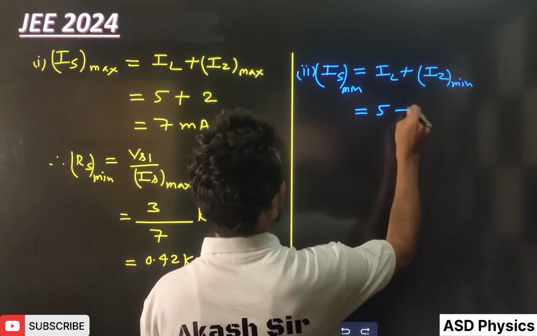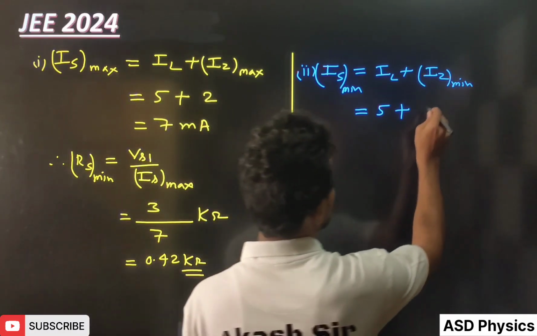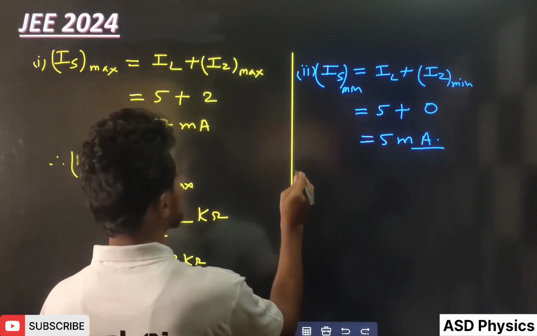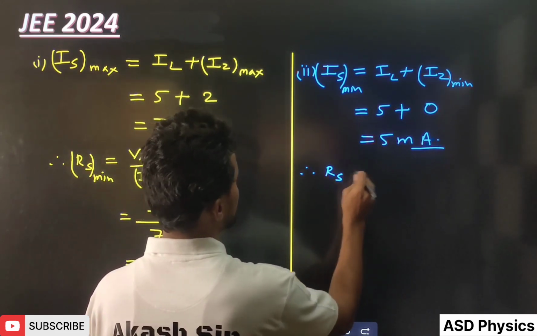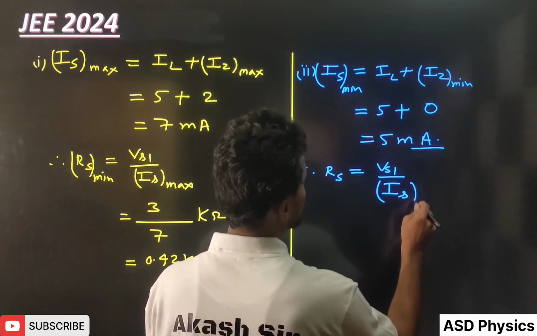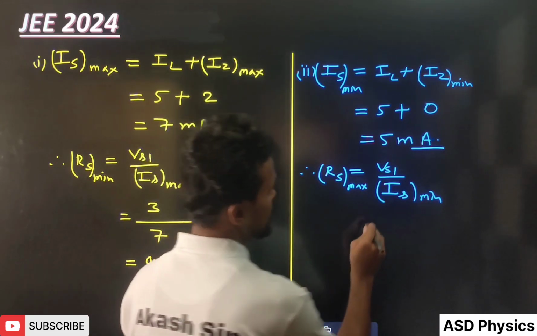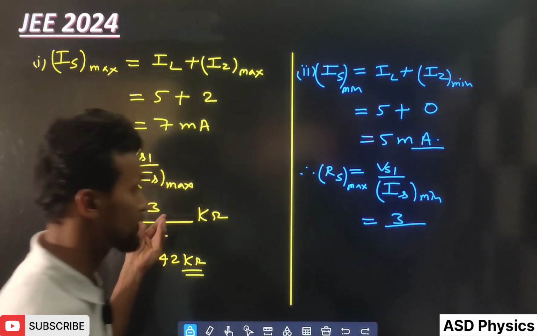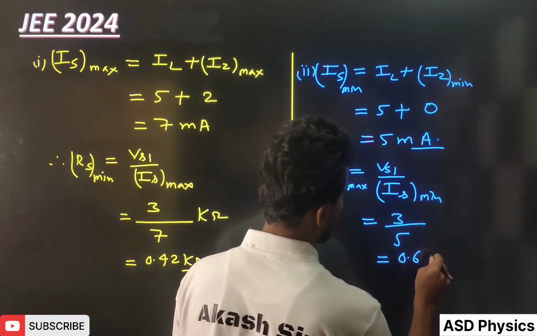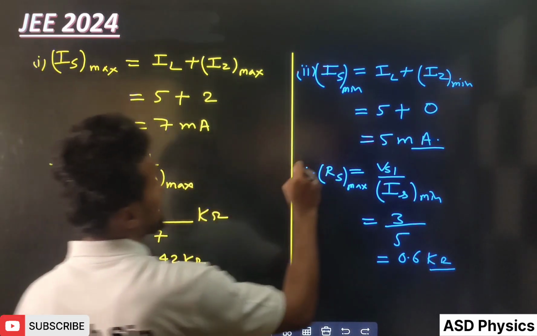IL, how much is there? 5. And minimum current through the Zener diode, how much? If the current is not flowing through the Zener, then it will become 0. That means we can write here the 5 milliampere. So in this situation, RS is Vs1 by Is. Now, if this Is is minimum, then this Rs will be maximum, correct? This value is 3, that we have done also, and minimum is 5. So this will come to 3 by 5, which means 0.6 kilo ohm.